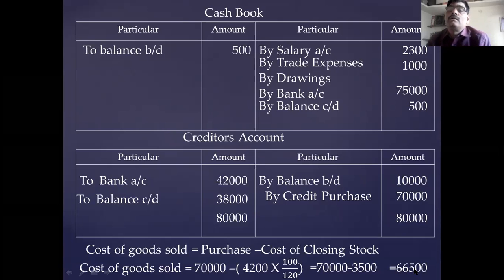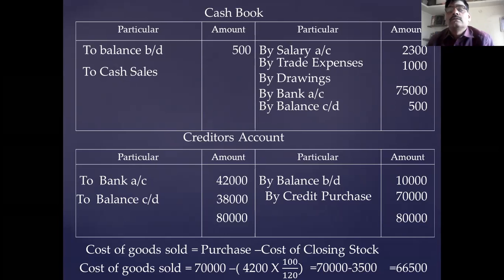66,500 is the cost of goods sold. On the basis of this, I'll calculate the credit sale. So I'll write here in the cash book. Sorry, cash sale, not credit sale. Only cash sale is there.